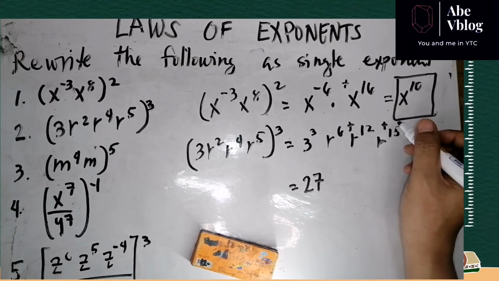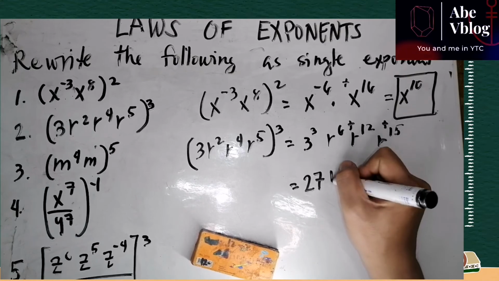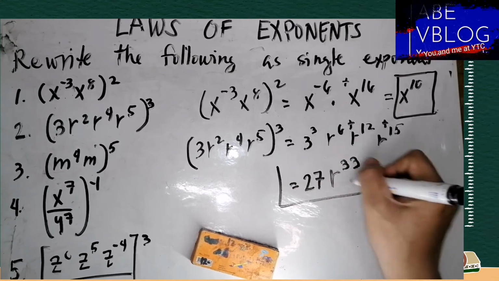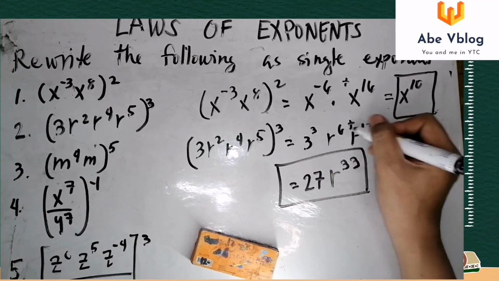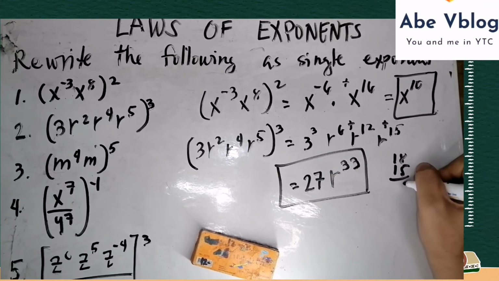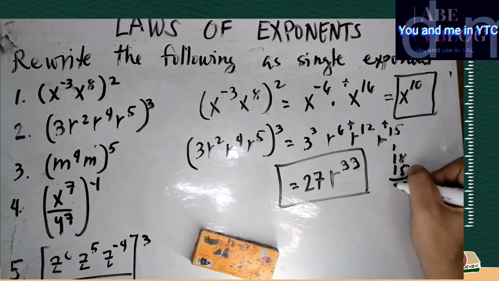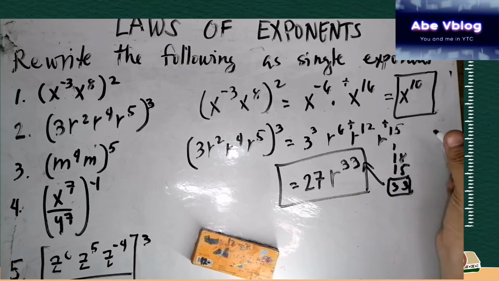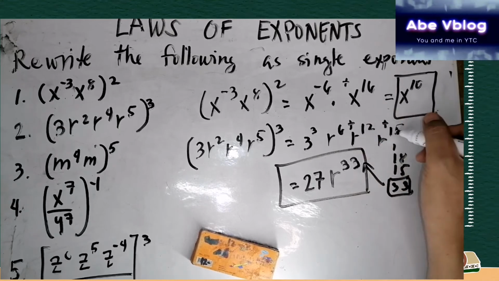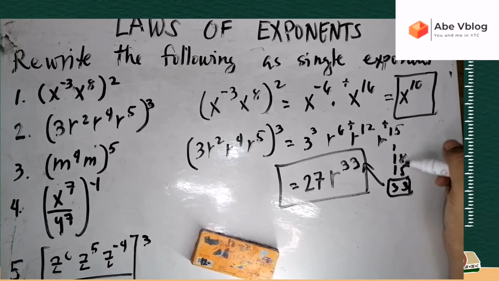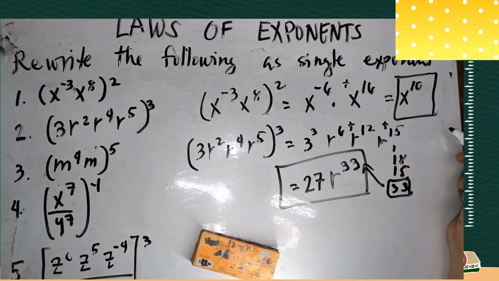So, we simply add the exponent. Okay, so that's 33. 12 plus 6 plus 15. So, we have 18 plus 15, that's 33. So, we do this so that we can check if the exponent is correct. Okay. So we just simply double check the exponent.